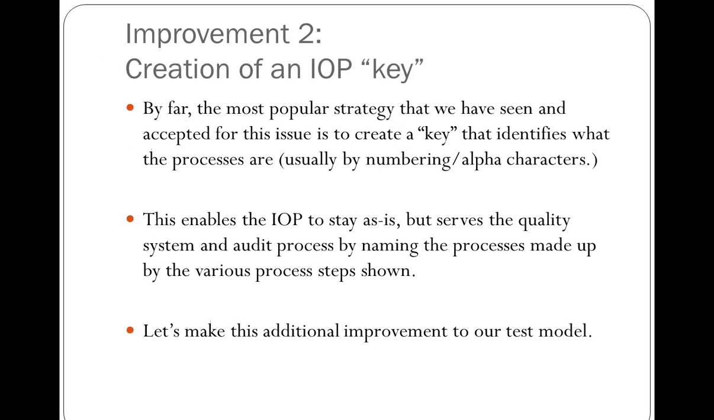Now, additionally, what we've seen as a strategy for what to do with an existing IOP is to create a key. And the key then identifies what are the processes. Now, this is done in a number of ways. You might see it done through numbering or alpha characters. What this does is it enables the IOP to stay as is, but it serves the quality system and it serves the audit process by naming the processes that are made up by these steps. So let's add this improvement to our IOP as well.